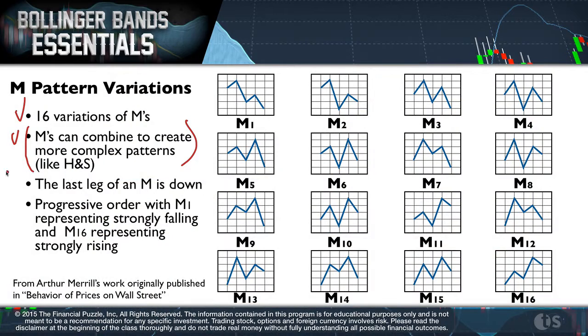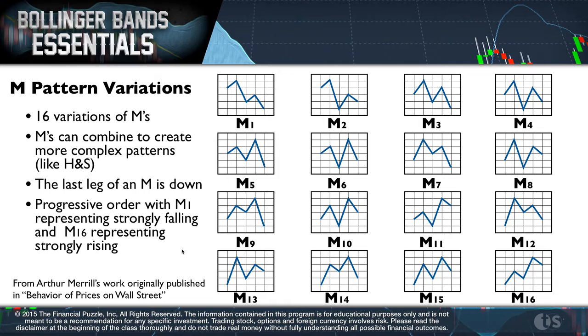Here's the distinction of an M pattern. The last leg of an M pattern is a down leg. The last leg is a down leg. And the way he's categorized them is a progressive order, with M1 representing strongly falling and M16 representing a strongly rising pattern here. So take a look.